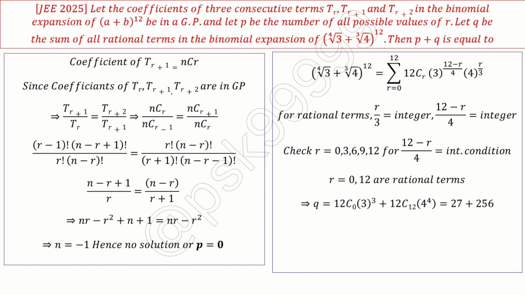So what is my rational terms? q is equal to 12C0 3 to the power of 3 plus 12C12 4 to the power of 4, which is nothing but 27 plus 256, that is 283. So my p plus q is nothing but 283. That's the answer. Okay. Next.